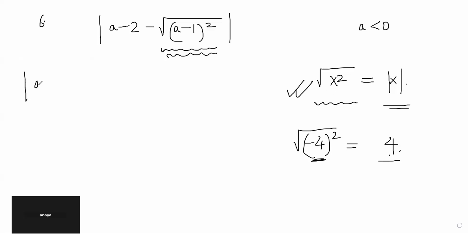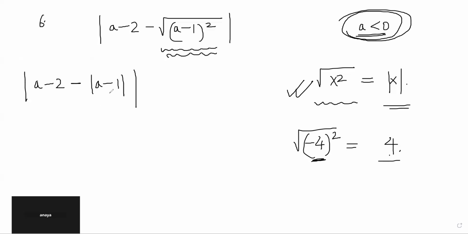So therefore here I have to write a minus 2 minus square root of a minus 1 whole square, which is going to be mod of a minus 1. Now you have to look at this and decide what will happen. When a is less than 0, a minus 1 is clearly going to be negative, right? So how do you open that mod here? You do a plus 1.